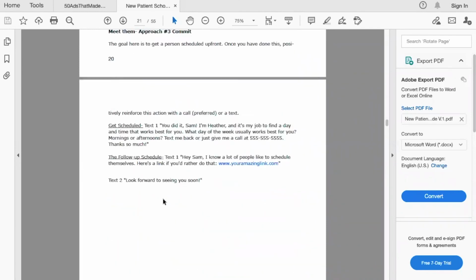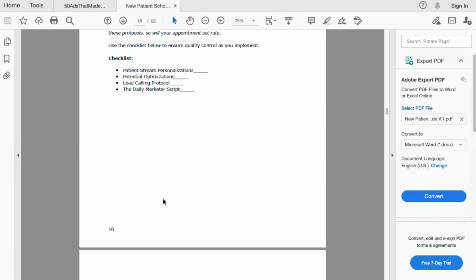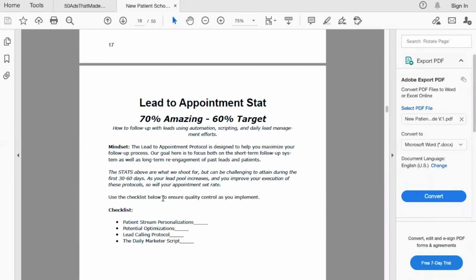Okay. So to answer your question, go in, learn, memorize, train on the lead to appointment protocol, and you should be good to go. All right. Any other questions? Any other questions?